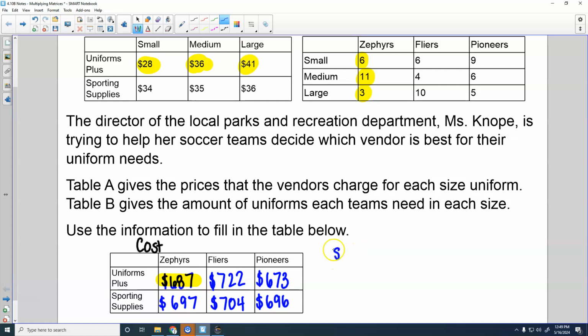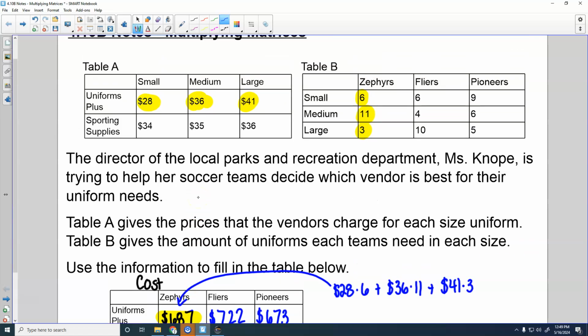We said they got $28 and they're getting 6 smalls, plus they got $36 and they're getting 11 mediums, plus $41 and they're getting 3 larges. Right? That's how we got this answer right here. Now, I'm not going to go through and write that out for every one of these, but you were multiplying row times column.